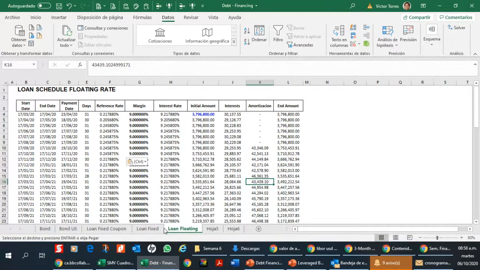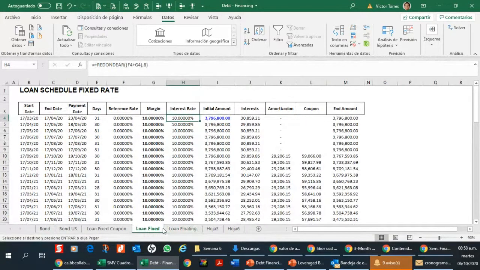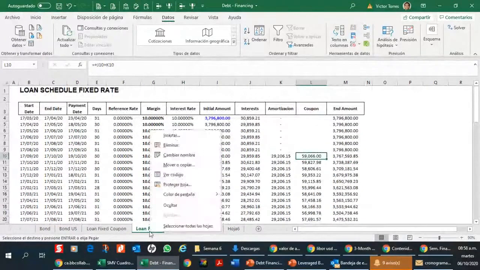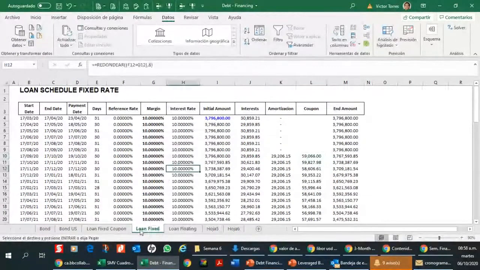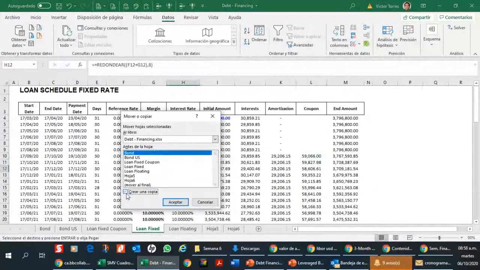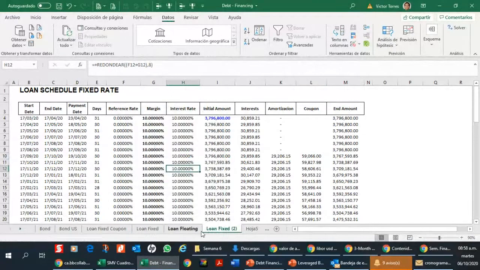Okay, so let me go into the fixed side, and this is the coupon. Yes, this works. Time is running out, so let me do something different that you probably have heard about.